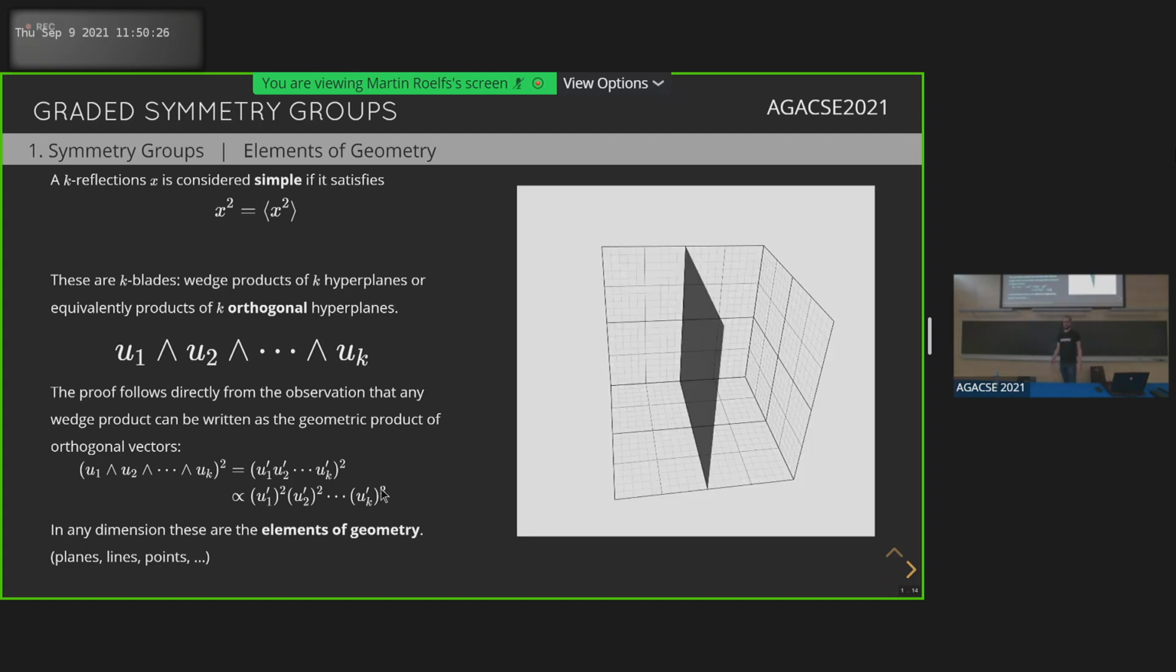So just a quick illustration again. If I have a single plane, a single reflection that can be used to represent the plane. If I do two, we have this intersection here, which is a line. And if I combine three of them, they intersect in a point, and so that is used to then represent a point.